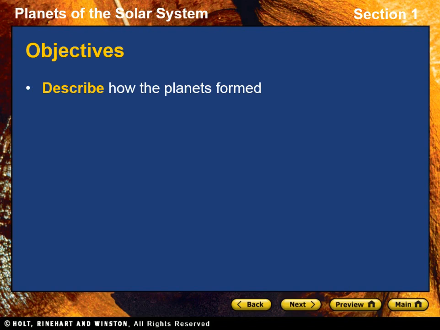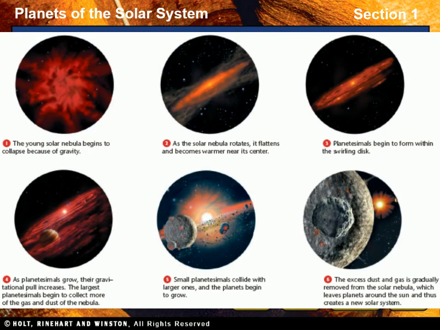At the end of this video, you should be able to describe how the planets formed. Chapter 27, Section 1, Formation of the Planets.